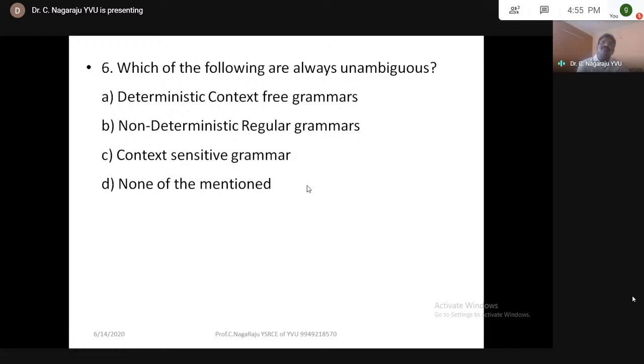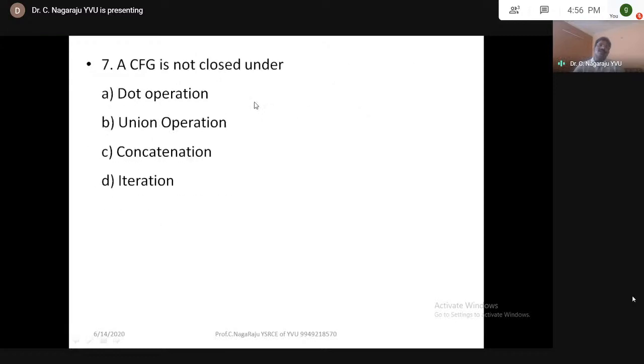In the implementation of tokens of lexical analyzers, here is the deterministic context-free grammar. Non-deterministic means for a given input value it reaches more than one state, so not constant. The deterministic context-free grammar is always unambiguous. That means for any given input symbol it goes to only one state. So A is the correct answer.